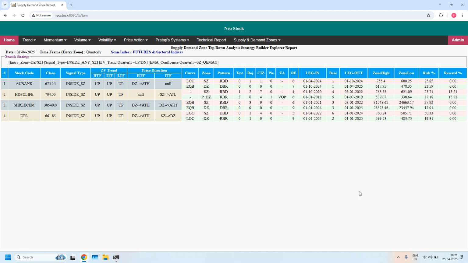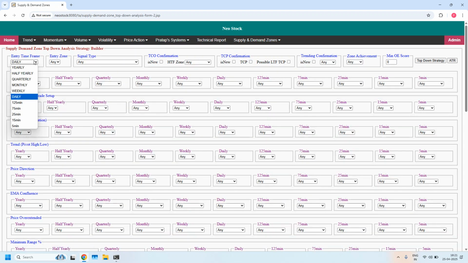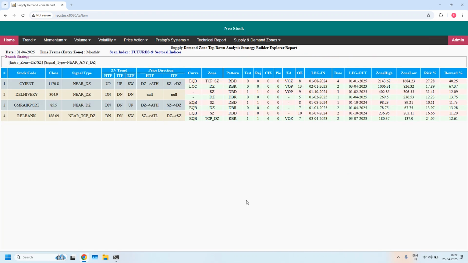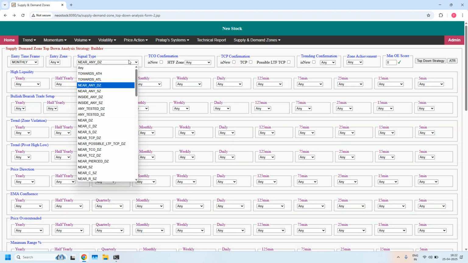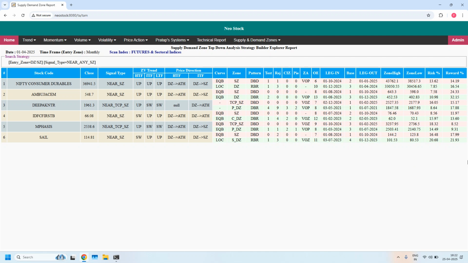So this is about the quarterly time frame, and the next time frame is monthly. Stocks near monthly demand zone, we got 4 stocks. Next, stocks near monthly supply zone, we got 6 stocks.